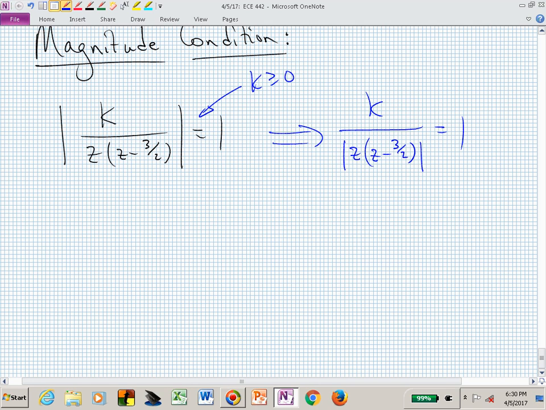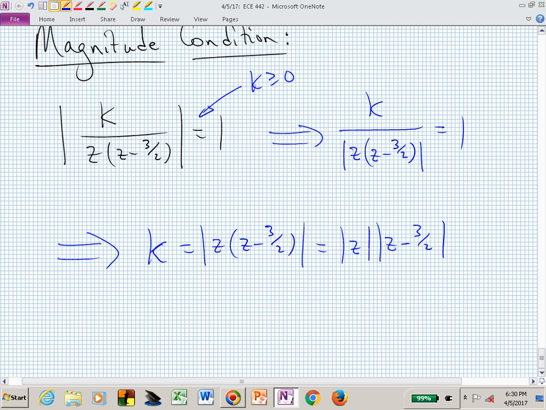And now I can simply multiply both sides through by the magnitude of the denominator. This now says that K is equal to the magnitude of z times z minus 3 halves. But again, that's just the magnitude of z times the magnitude of z minus 3 halves, using the magnitude of a product as the product of the magnitudes. I now can find the magnitude of z and multiply it by the magnitude of z minus 3 halves and end up with a gain of K. You give me a z, I can find a K. I can find you the K that would correspond to that value of z.